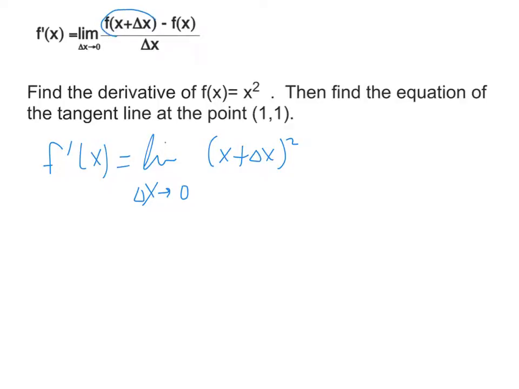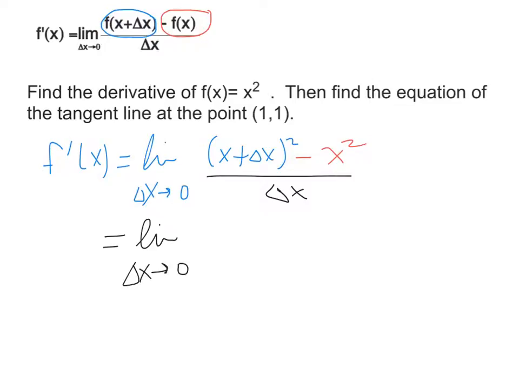So this is this part here. This part here, I'm going to subtract f of x. So I'm going to subtract, my f of x is x squared. And then it's all over delta x. Okay, again, I can't just plug in 0 for delta x here, because it's going to go away, 0 over 0. Don't want that, so we're going to have to do some algebra here to take care of this.